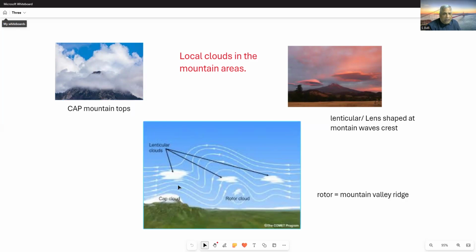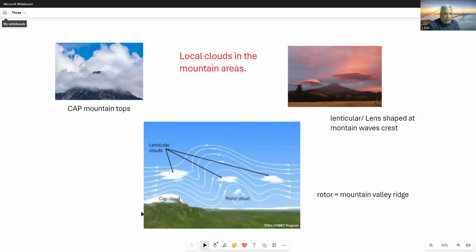Then there are mountain waves, which create turbulence also. At the crest of the waves, if the condensation level is at this place, the clouds which form look like a lens. Here you can see, and these are called lenticular or lens-shaped clouds at mountain wave crests, and they indicate to a pilot from a distance that this area is likely to be turbulent.